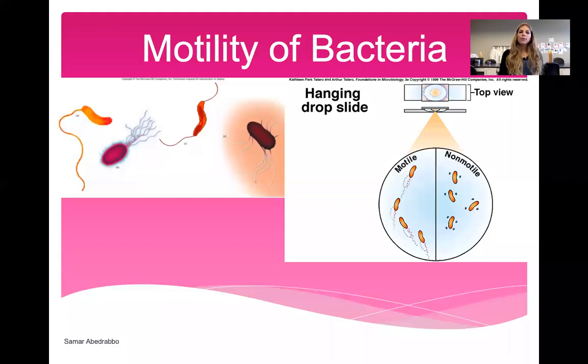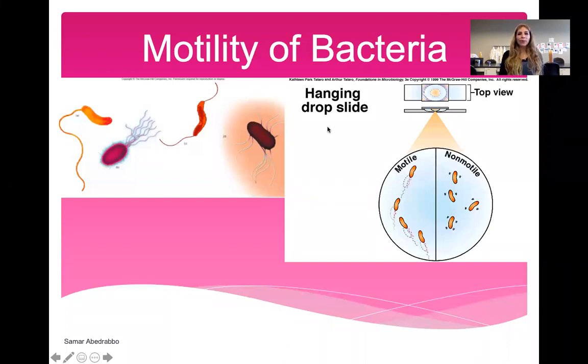Hi everyone, I'm going to talk about the motility of bacteria lab. In this lab, you're going to examine if bacteria are motile or not. Basically, you're going to look at them under a microscope using a technique called hanging drop technique, which is shown in this image, and I will explain it.